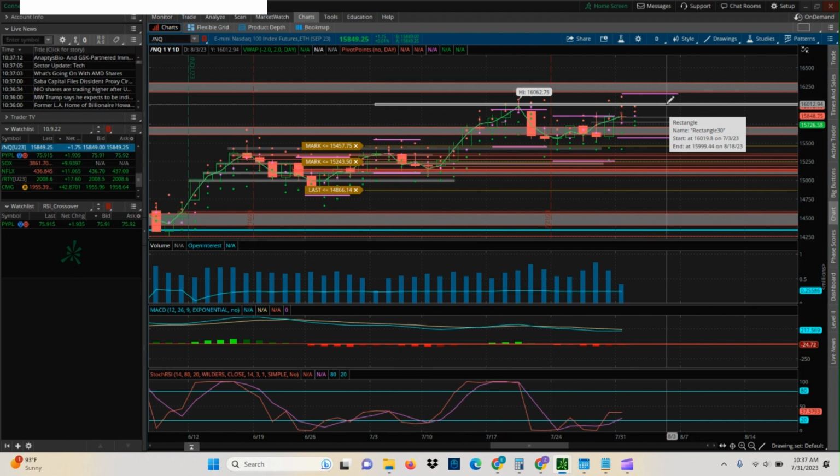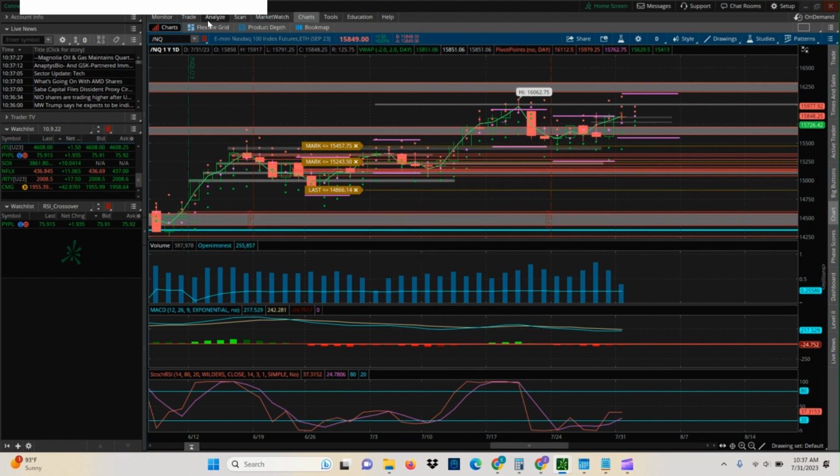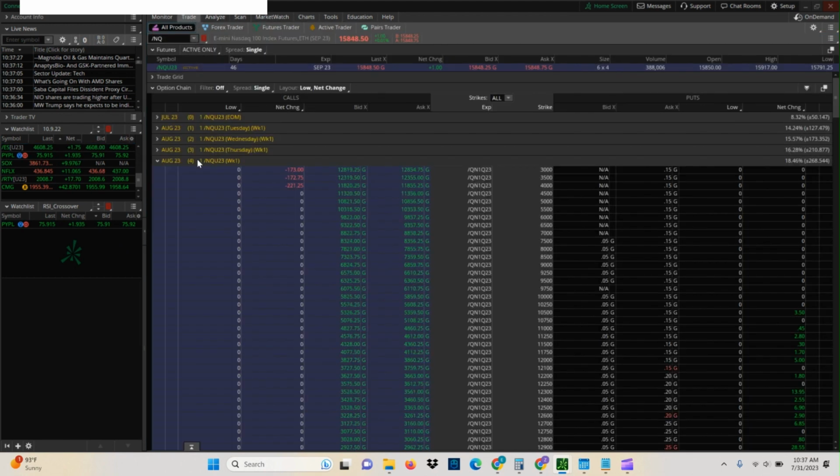So in order to find that, it's very simple. I use Thinkorswim. With Thinkorswim, you can go up to the top here, go to trade, and this is where you find all your options contracts. All right, and so I already have this one selected. This is for August of 2023. This is ending week 1.